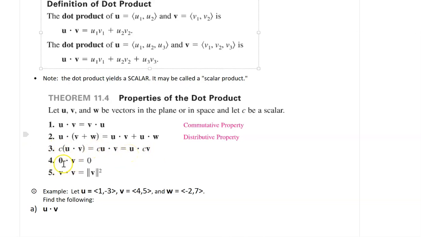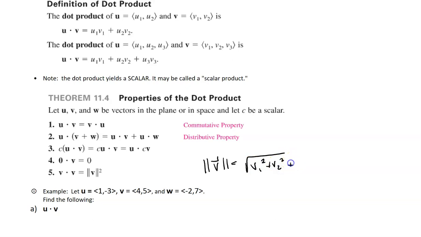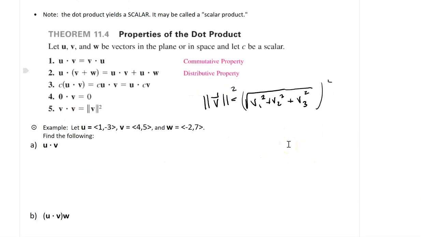The zero vector dot any vector is going to be the number 0. And v dot v is going to be the magnitude of v squared. Now that one should be fairly straightforward to see because we know that the magnitude of v is the square root of v1 squared plus v2 squared, and if you have one, a v3 squared. So if you square that, you get v1 times v1 because it's v dot v, v2 times v2, and v3 times v3. So that's just a little property that we can use.